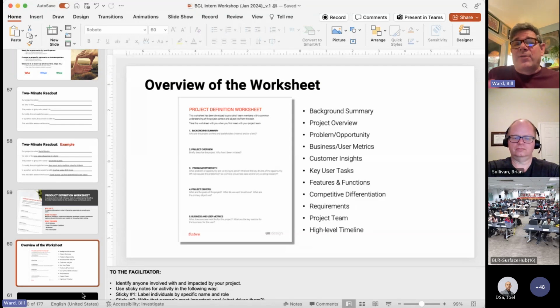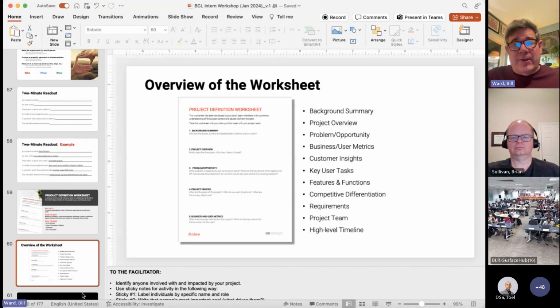It includes a project overview, defines the problem or opportunity, goes into more detail. What are the business or user metrics? Do we have customer insights we can put in here? Do we have key user tasks that we can identify? Are there features and functions that we need to be thinking about? Is there competitive differentiation between us and our main competitors?